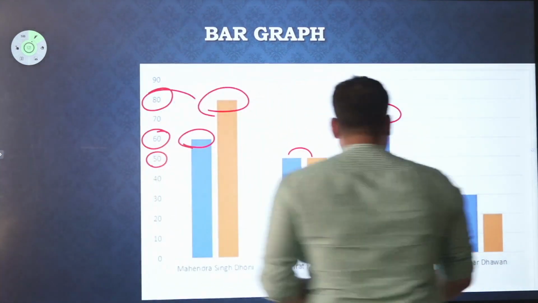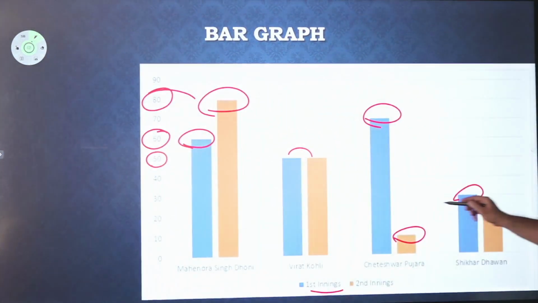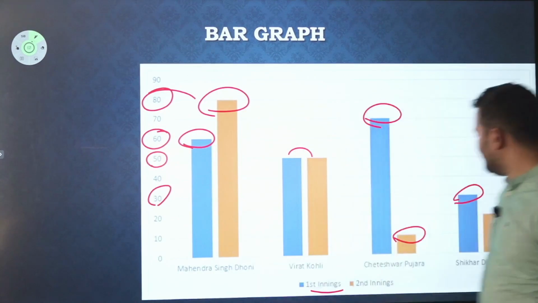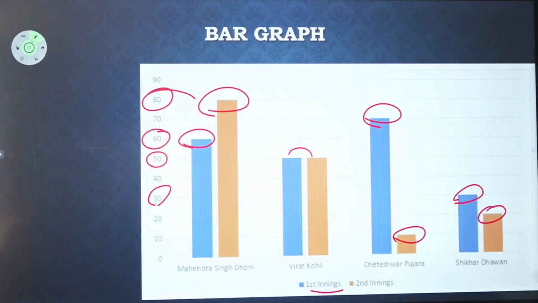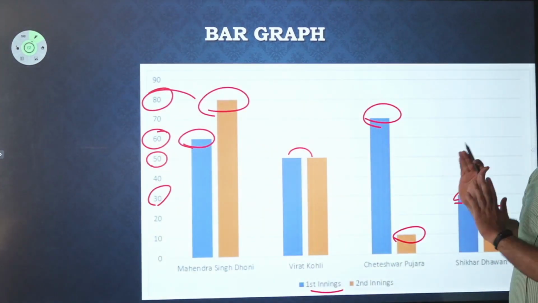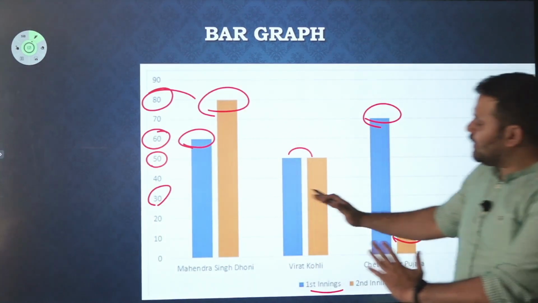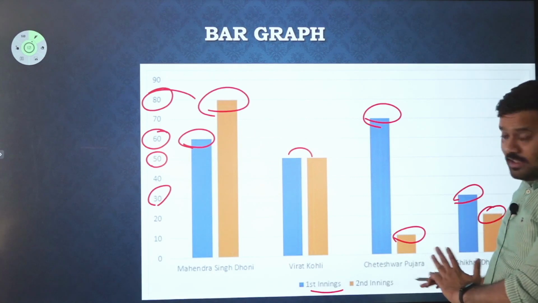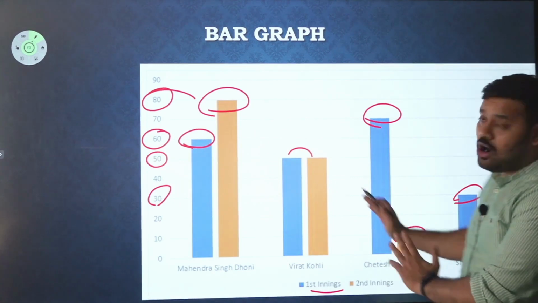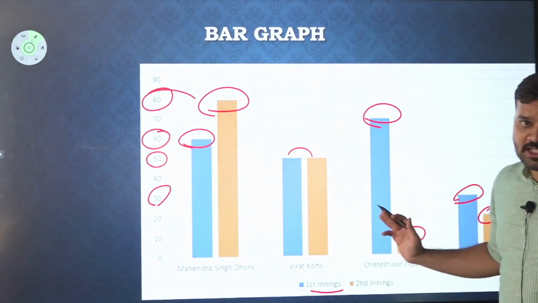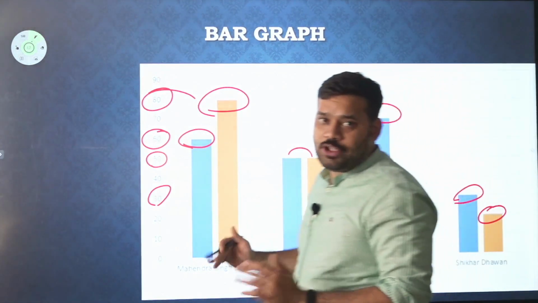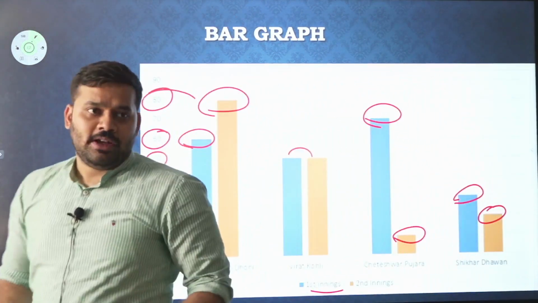Then Shikhar Dhawan has scored, how much is this? 30 in his first innings, and this is 20 in his second innings. This is how you interpret a bar graph, and these are two different innings. There might be 3 innings, 4 innings, or 4 different colors, or there might be only one. It depends. Based on this, you need to interpret this, and there will be questions.